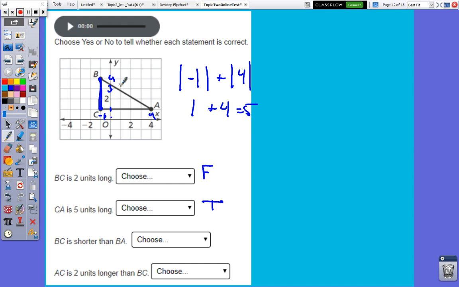BC is shorter than BA. I don't know the length of this side, but it is a right triangle. The hypotenuse, which is opposite the right angle, must always be longer than the two legs. So this is a true. Side AC, which we just figured out is 5, is 2 units longer than BC. Wait, BC is what again? It's going from 4 on the y-axis to 1. Same quadrant. 4 minus 1 gives me 3. Is 5 2 greater than 3? Yes, it is. So that would be a true.